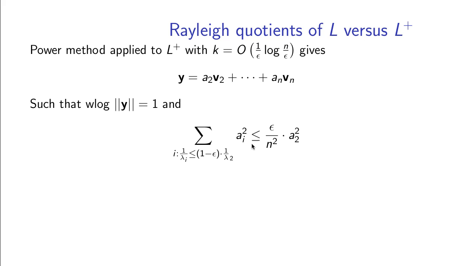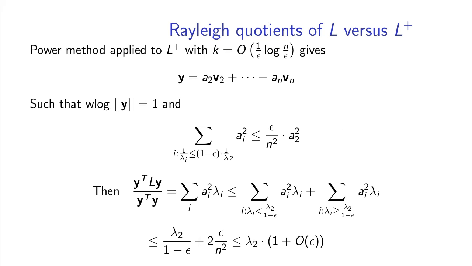Now, since this property is invariant under multiplication by a constant of all the entries, let's scale the entries so that y has length 1. If we make this assumption, then this will be at most epsilon divided by n squared. Now we're ready to compute the Rayleigh quotient of y with respect to L. This will be the summation of a_i squared times lambda i, which we can break up into the summation for small lambda i and for large lambda i. And let's bound separately the two parts.